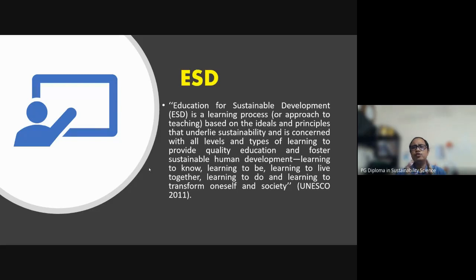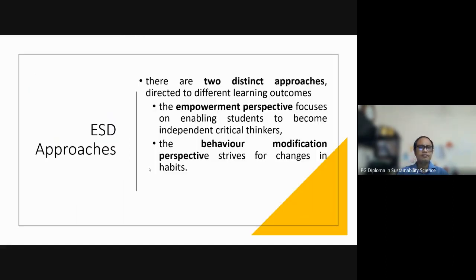If you look into this definition, you will be able to understand that it is about co-learning, learning by doing, co-evolution of knowledge, right? So that is education for sustainable development. Then if you look into some of the approaches proposed by different authors, one of those authors defined two distinct approaches. One is the empowerment perspective, the other is the behavior modification perspective.